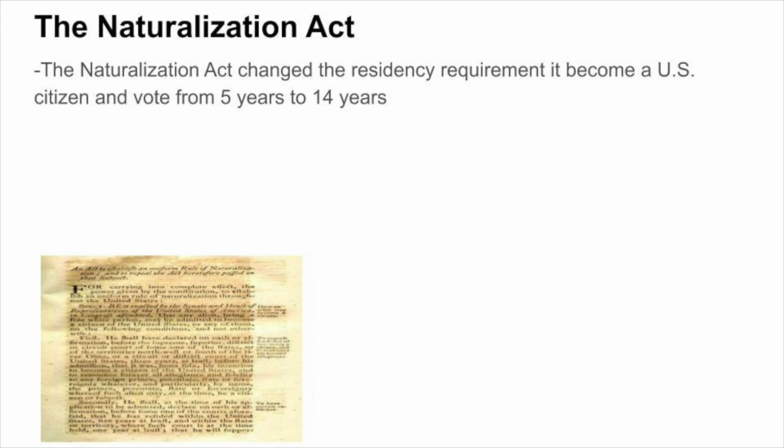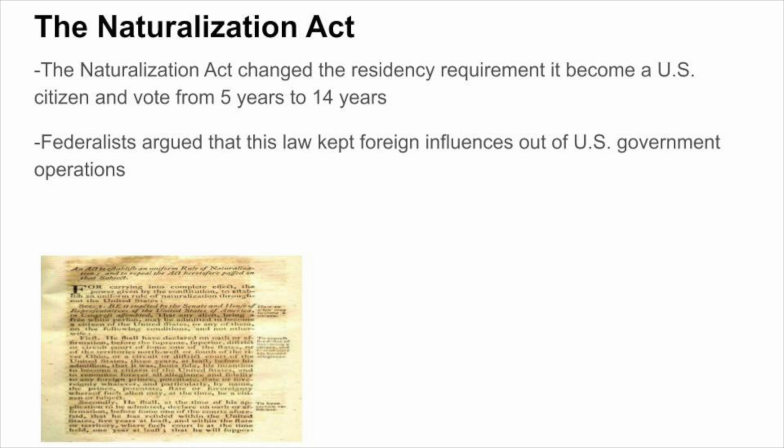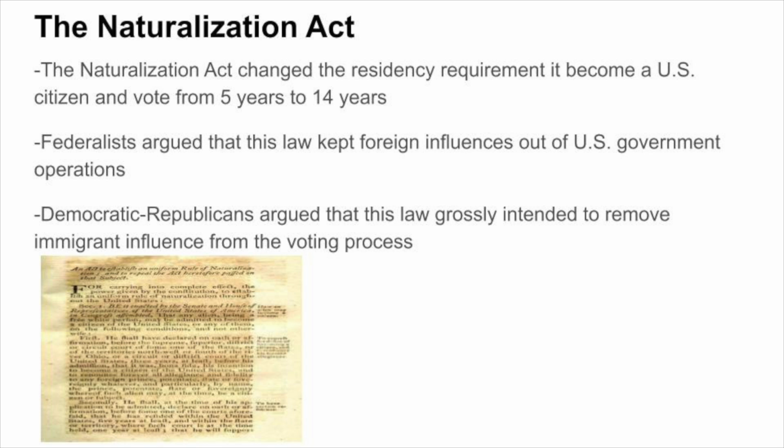The Naturalization Act changed the residency requirement to become a U.S. citizen and vote from 5 years to 14 years. Federalists argued that this law kept foreign influences out of U.S. government operations, while Democratic Republicans argued that this law grossly intended to remove immigrant influence from the voting process.